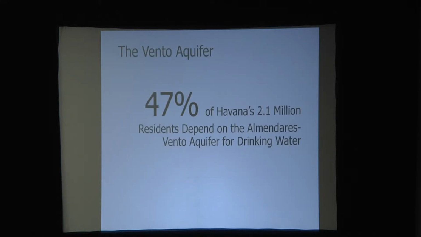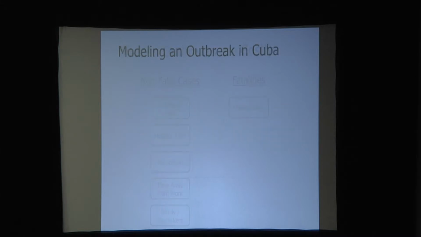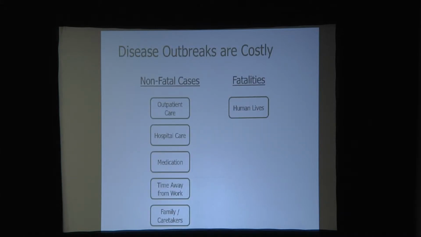The trouble is, 47% of Havana's 2.1 million residents depend on the Almendares Vento Aquifer for drinking water. Therefore, slightly under 1 million people are being exposed to acute and chronic health risks every single day because of that dangerous cyclic system of contamination that we identified. And outbreaks of waterborne disease, as we all know from the terrible Ebola outbreak going on in Africa right now, even though Ebola isn't waterborne, disease outbreaks in general are very costly.